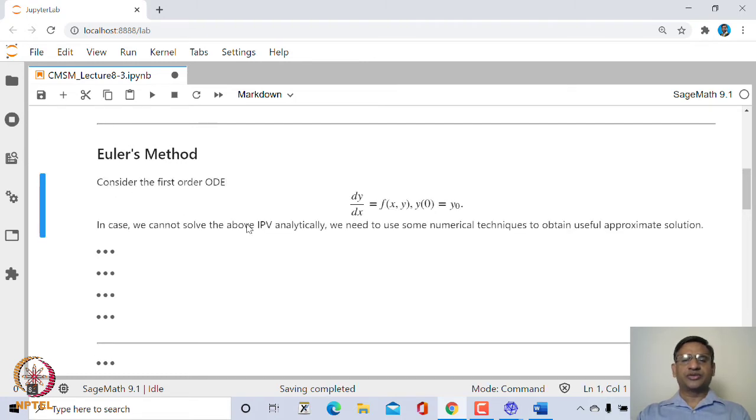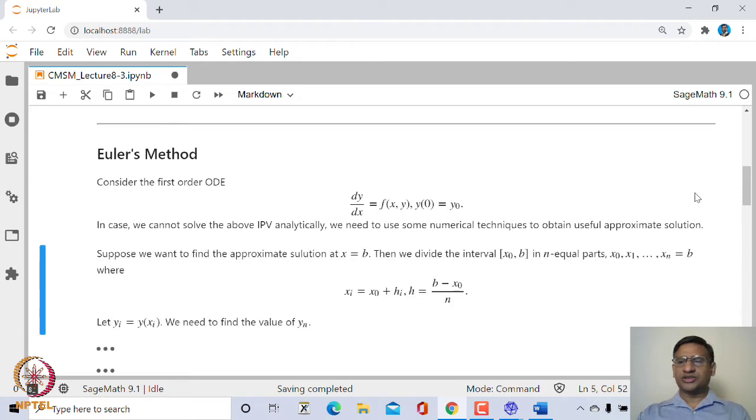So, what is it? Suppose you want to solve this differential equation dy/dx is equal to f(x,y), with initial condition y(0) equal to, let us say, some number y naught. The idea is to obtain an approximate value of y, which is the solution of this differential equation, at some point starting with x equal to 0. So, how does it work?